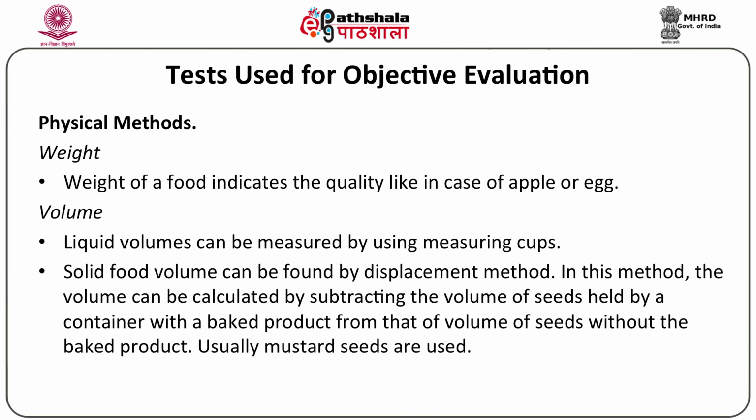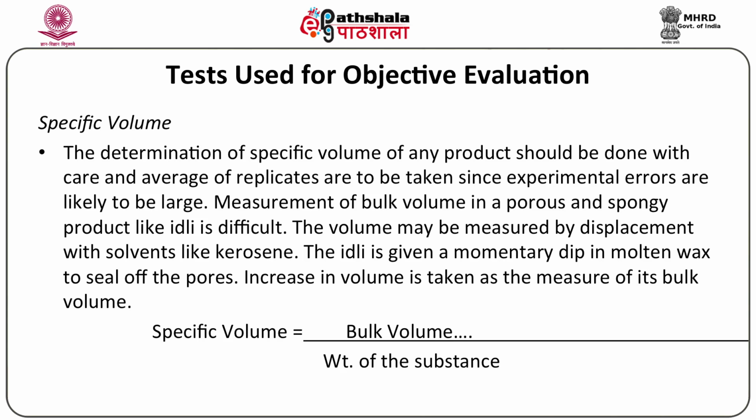There are other physical methods of finding out the objective tests indicating the quality of a product. They include the weight of a food, in case of an apple or egg. The volume: liquid volumes can be measured by using measuring cups. Solid food volume can be found by displacement methods. In this method, the volume can be calculated by subtracting the volume of seeds held by a container with a baked product from that of the volume of seeds without the baked product. Usually, mustard seeds are used.